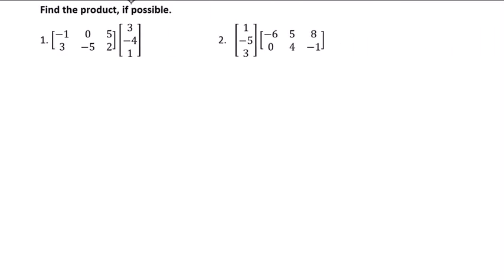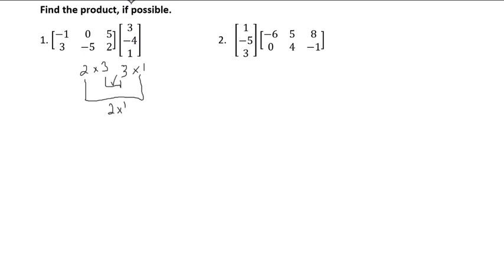All right, the directions say find the product if possible. So that means there's a case that it may not be possible. So what we want to do is look at the rows and columns of the first one, which is a 2 by 3. And in the second matrix, this is a 3 by 1. So if these agree, then you're good. The ending result will be a 2 by 1 matrix.